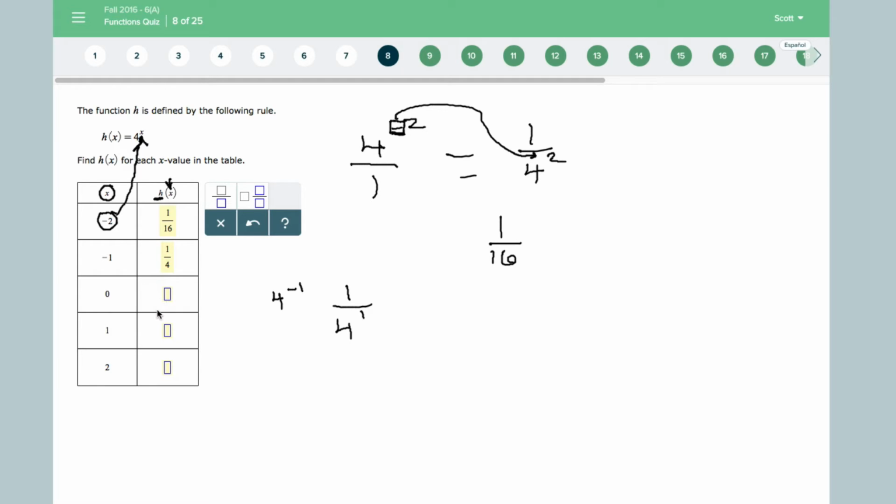Okay, anything to the 0 power is just 1. So that one's easy. Now what's 4 to the 1 power? Just 4. Anything to the 1 power, it stays itself. And 4 times 4, or 4 squared, is 16.